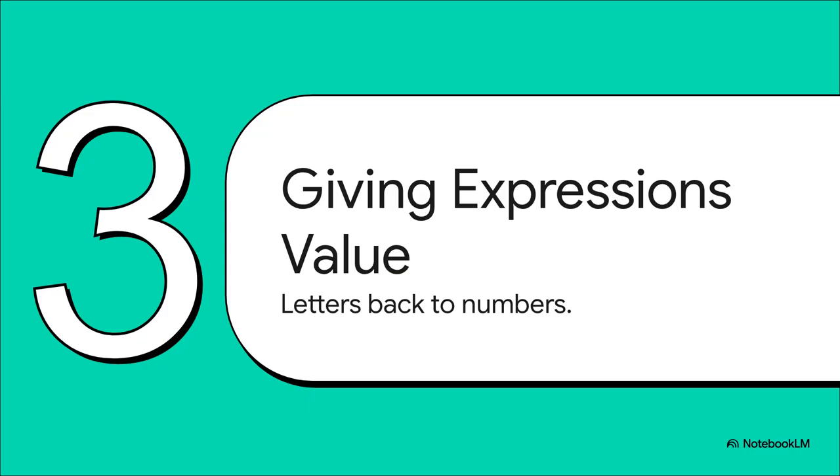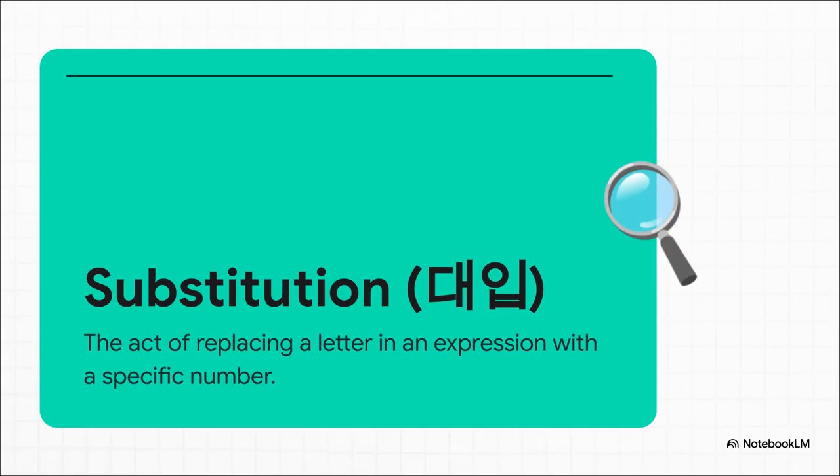Okay, so now we know how to write these expressions. But what good are they if they're just letters? The next step is all about turning those letters back into actual solid numbers. The magic word here is substitution. Now it might sound a little fancy, but it's super simple. All it means is swapping out a letter for a number that we now know. We're just replacing that placeholder with its real value.